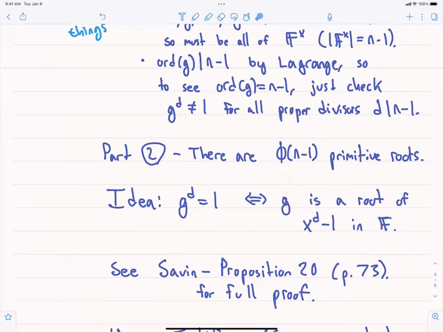And so if you're looking for elements that have order 8, but maybe it turns out everything has order 4. But if everything had order 4, then you'd have 8 things that had order 4. And that would be too many things with order 4, because anything with order 4 is a root of the polynomial x to the 4 minus 1. And this can have at most four roots.